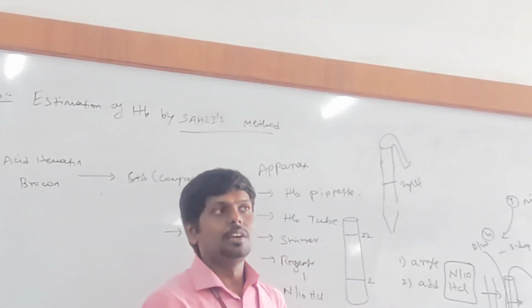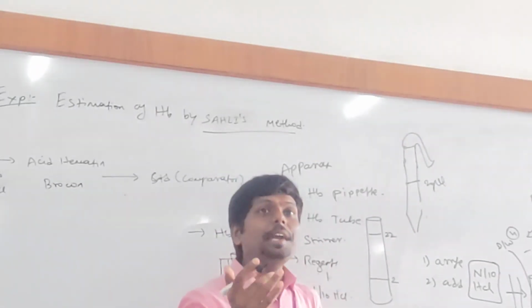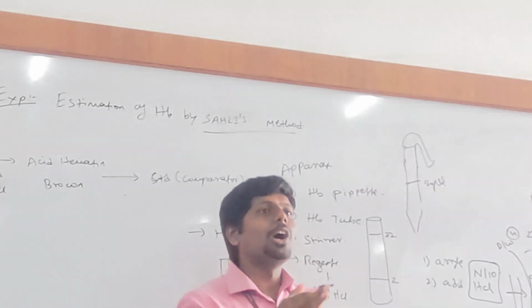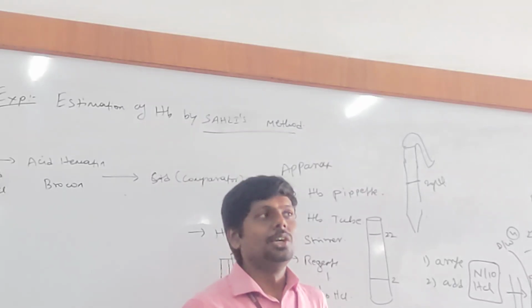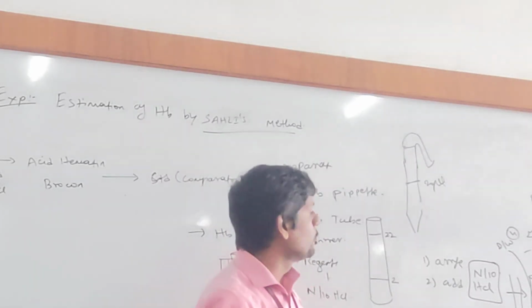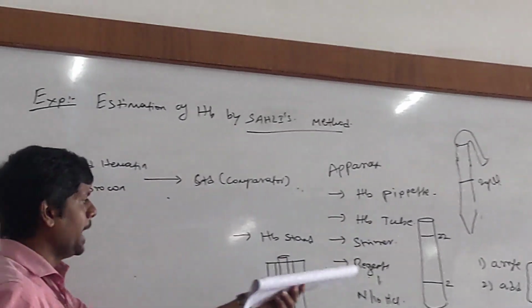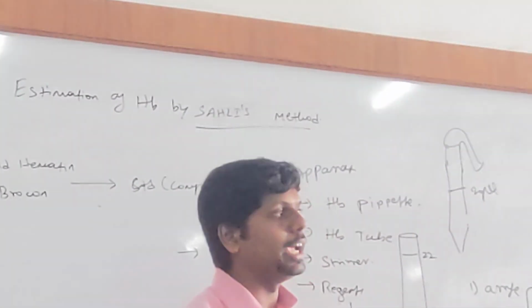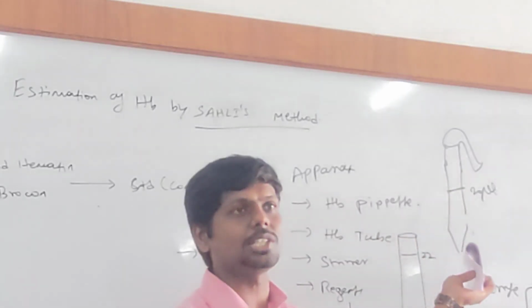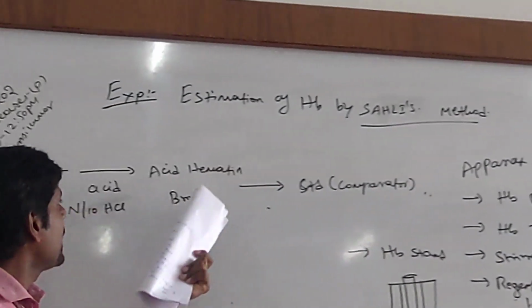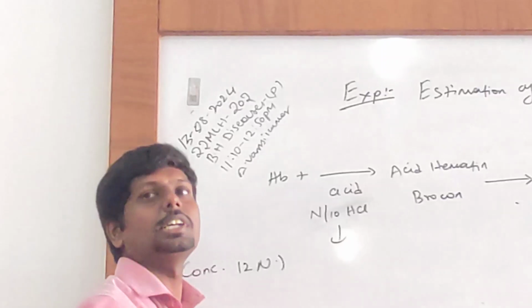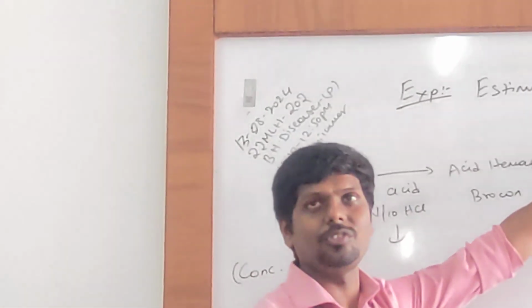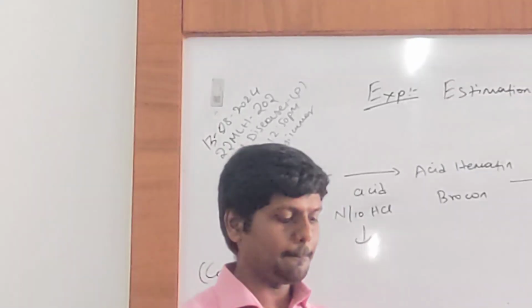Is it clear? Now there is an interdisciplinary subject crossover. That is why you have multiple subjects in MLT. You have biochemistry, right? So how to prepare N by 10 HCl? Even though this is a hematology lab, we still rely on biochemistry because we are using those reagents. So how to prepare N by 10 HCl is today's experiment, and N by 10 HCl is used for this test. Is it clear?